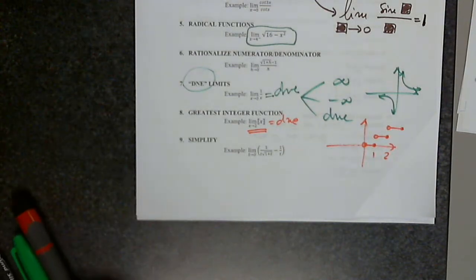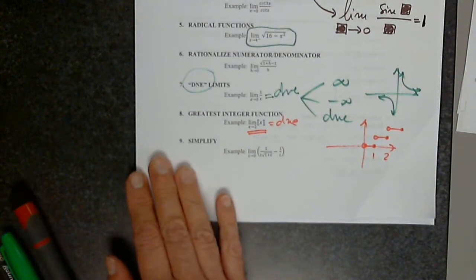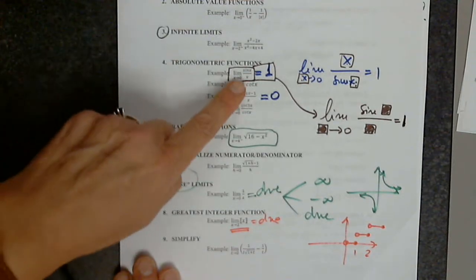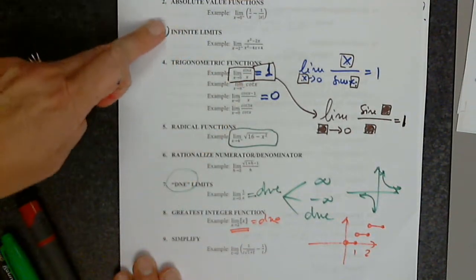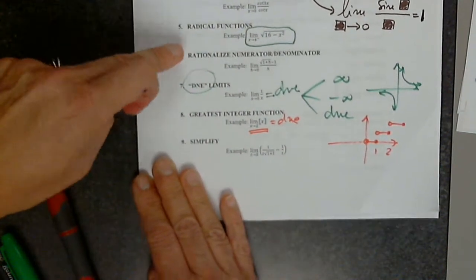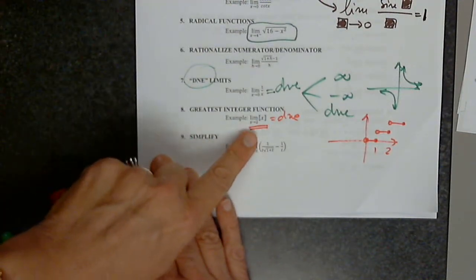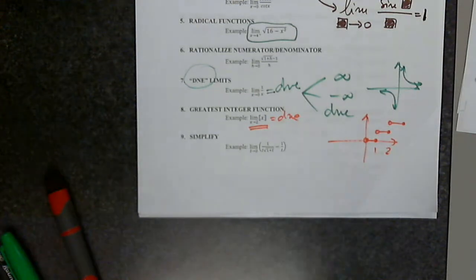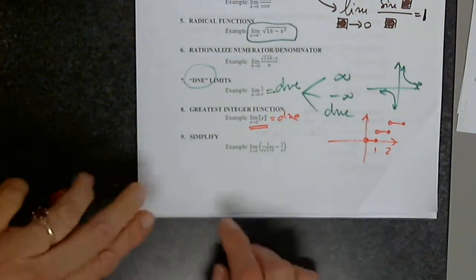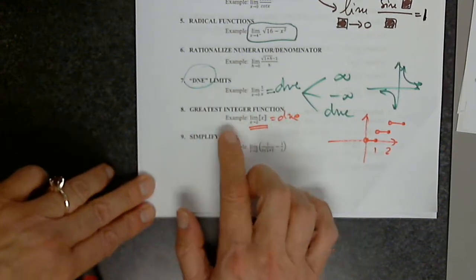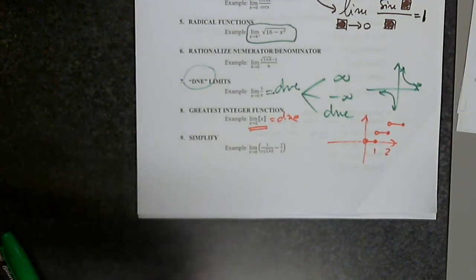1 through 7. I'm sorry. 1 through 7. Yes, this will be on the exam. All these will be on the exam. Radical function, yes. Rationalizing, yes. D and E, yes. The greatest integer function, we did not graph it. I just gave you an idea of the step. So I will not put the greatest integer function on the test.